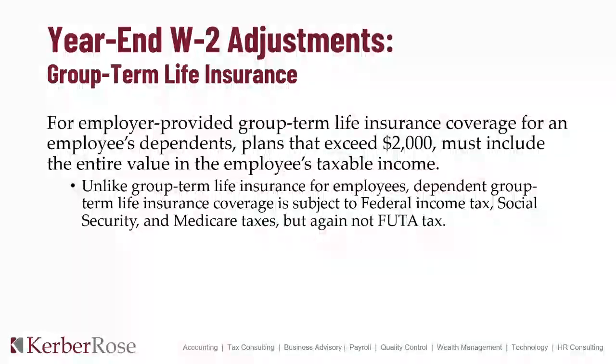In addition, this is still considered group term life, but this is for an employee's dependent. If they offer group term life insurance coverage for an employee's dependent, plans that exceed $2,000 must include the entire value in the employee's taxable compensation. So basically the cost of whatever that insurance coverage is. Most of the time you don't see this because the person that's offering the benefit knows this, so they don't have that plan exceed $2,000. Once in a while we see it.